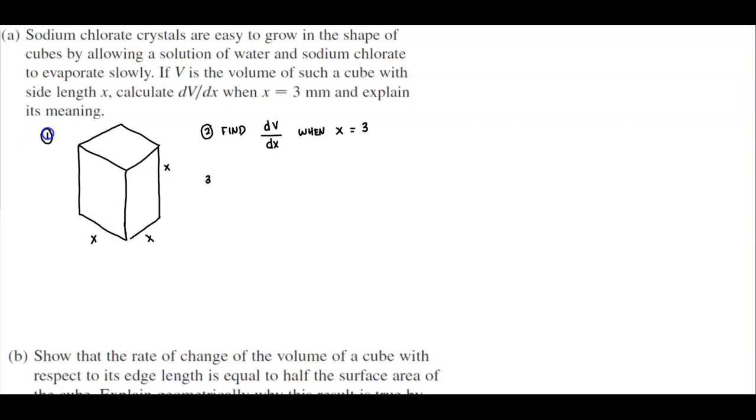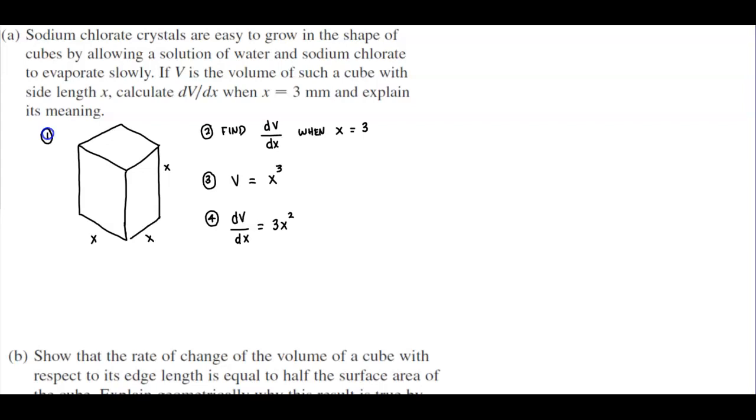So what do we know about the formula for the volume? Well, the volume is equal to x cubed. And so what we want to do is find the derivative of the volume with respect to x. So what does that equal when we take the derivative of that? When we take the derivative, or V prime, this becomes 3x squared.